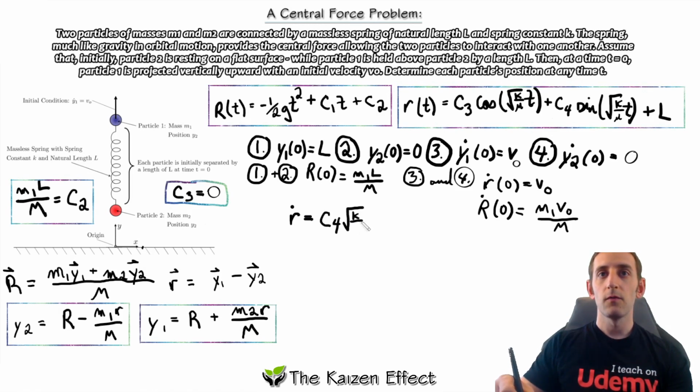K over mu. We're going to get cosine of K over mu t.